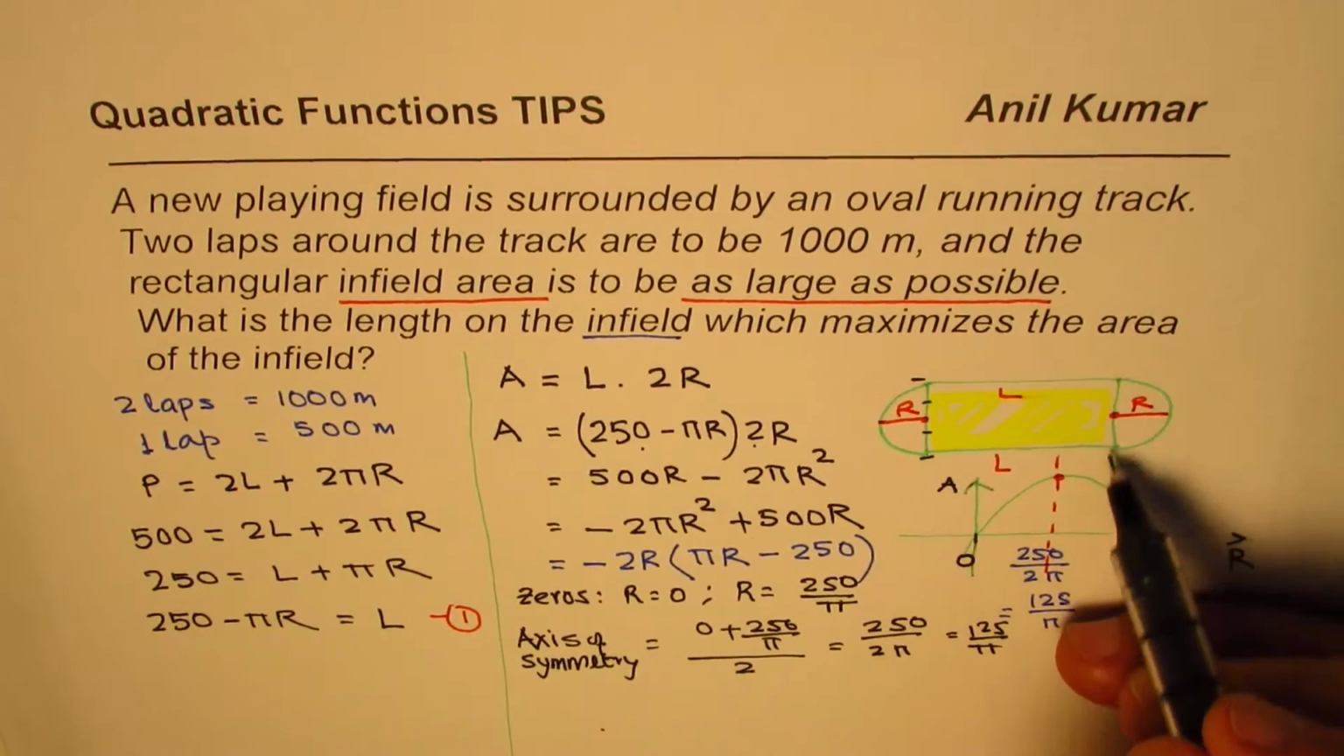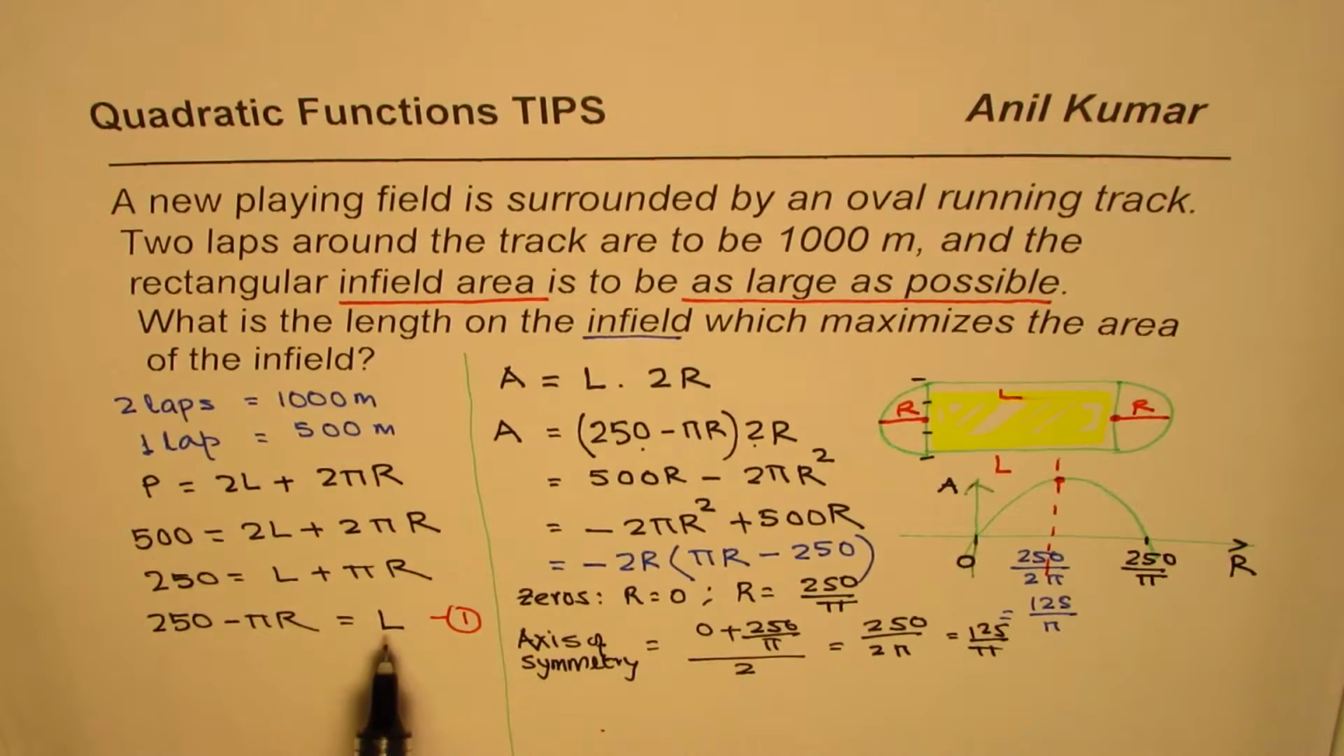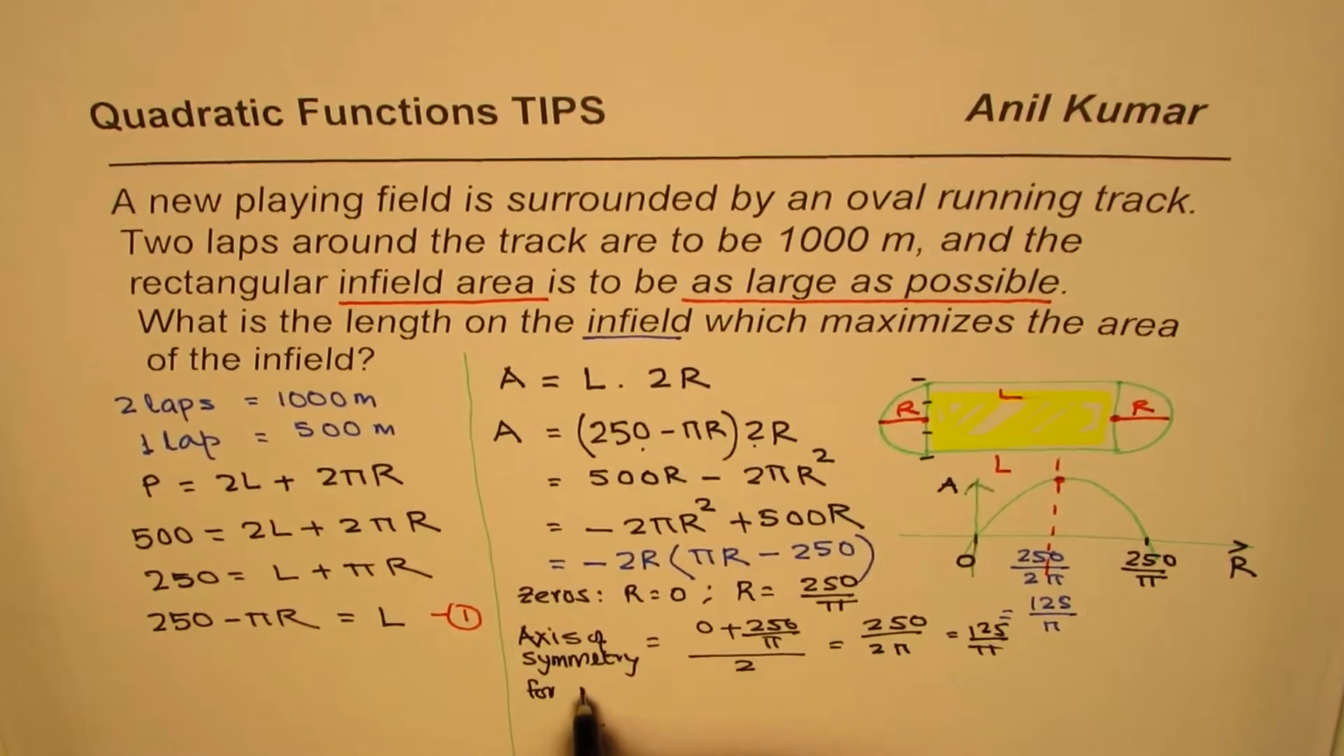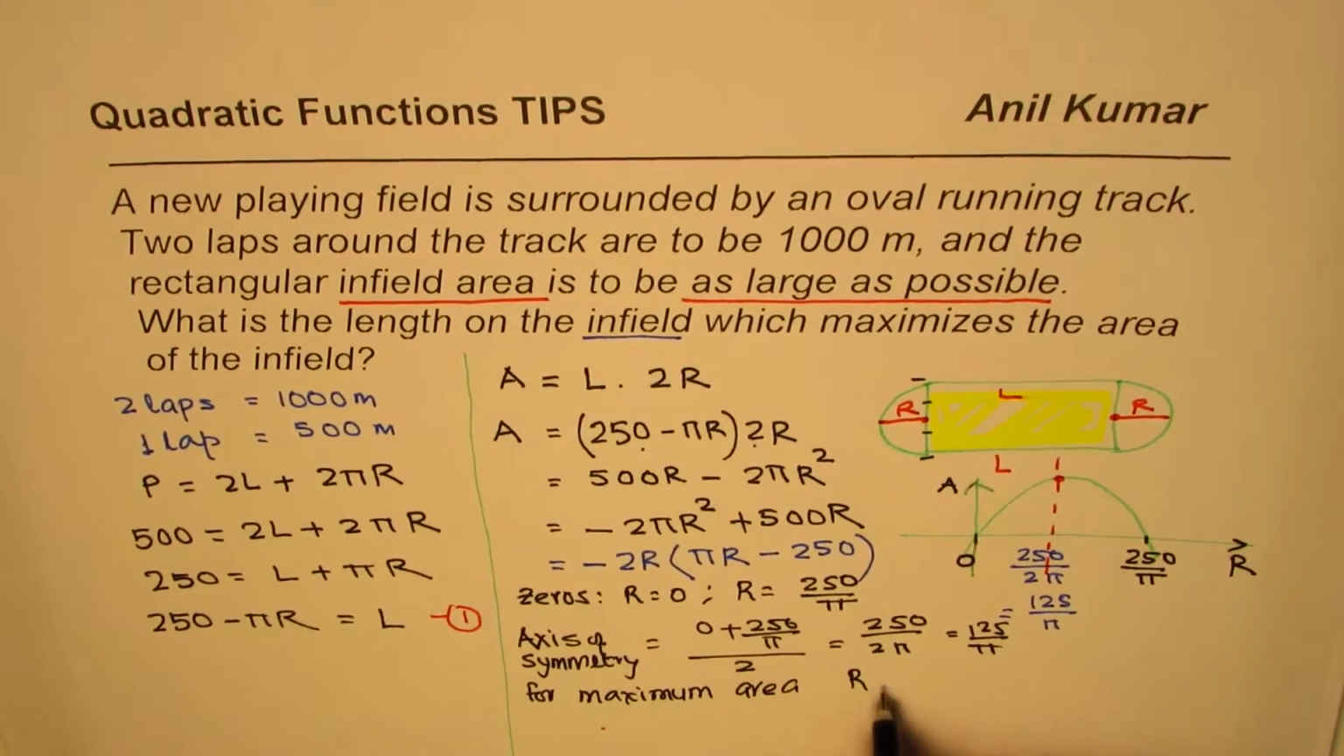So width is 2 times r. Now we know what L is, so we can substitute this value. So we have r, the value to maximize area. So for maximum area, r is equal to 125 divided by pi.